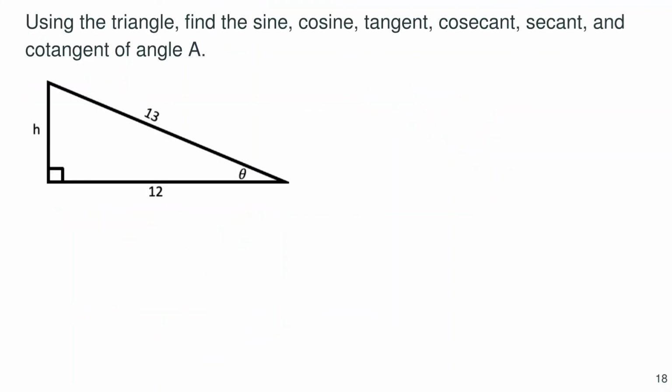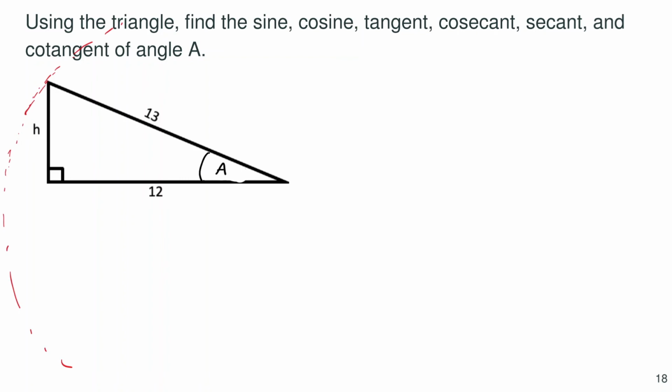Using the triangle, find the sine, cosine, tangent, cosecant, secant, and cotangent of the angle A. Okay, so actually, this is supposed to be angle A right here. Okay, so this angle. So here, we're given a right triangle, which we can also think of as a circle with radius 13. That's another way to think about it, like this. We have a full circle.